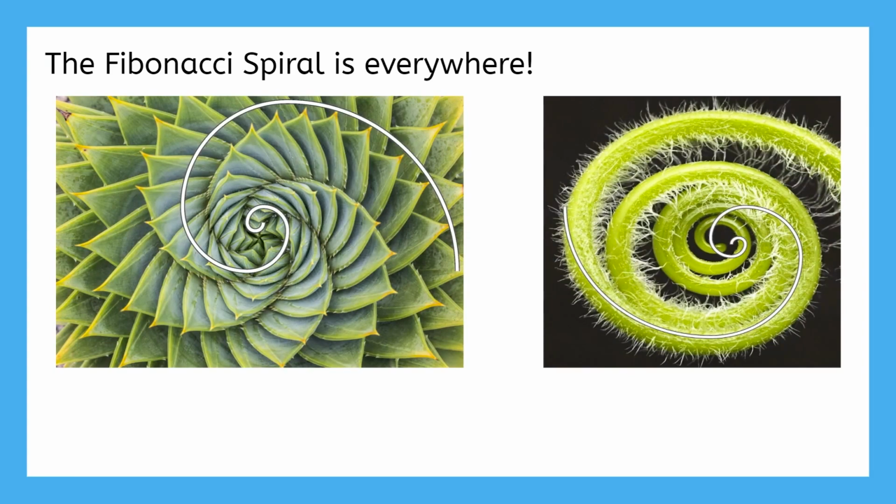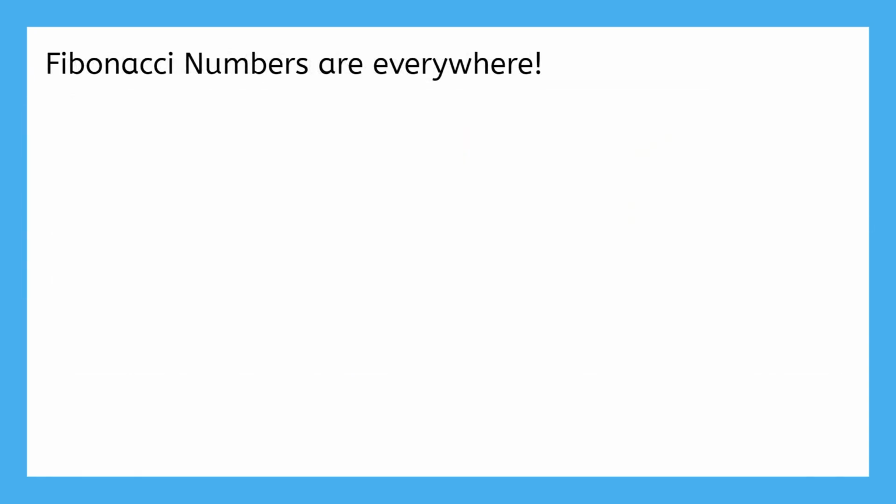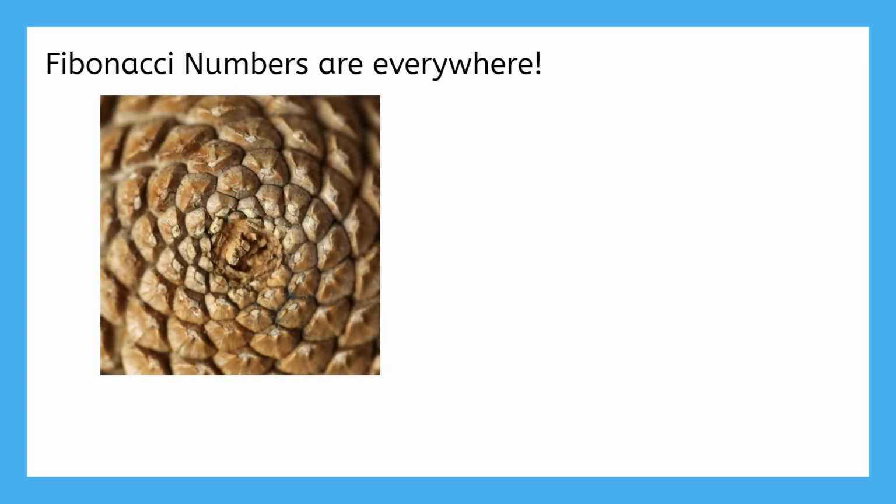Let's look at more appearances of the Fibonacci sequence in nature. The Fibonacci spiral is everywhere. Here's a spiral aloe plant and a fiddlehead fern. We often use the term Fibonacci numbers to describe the terms of the Fibonacci sequence. They show up everywhere too. Here's the top of a pine cone.